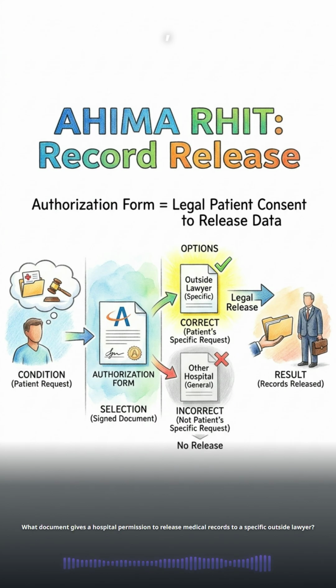35. What document gives a hospital permission to release medical records to a specific outside lawyer? An authorization form is a legal document signed by the patient to release data outside hospitals. This form must clearly state exactly what information is going to be sent to the lawyer.